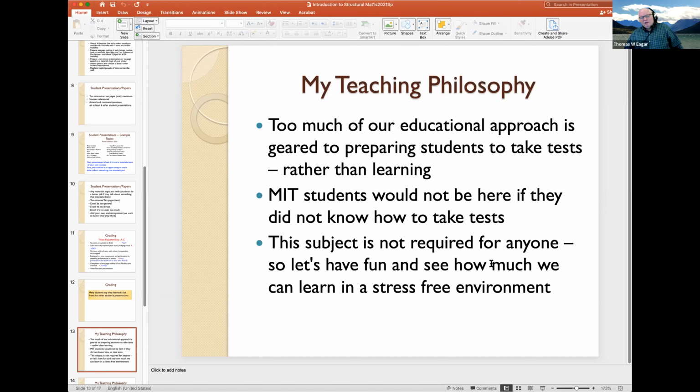So how did I get here where I don't believe in the educational? Too much of our educational approach is geared to preparing students to take tests rather than learning. I learned this one morning. I've got 7 children. This was 30 years ago.